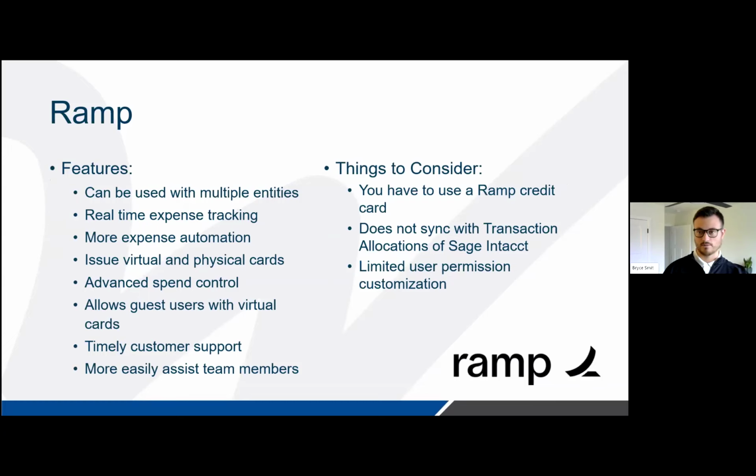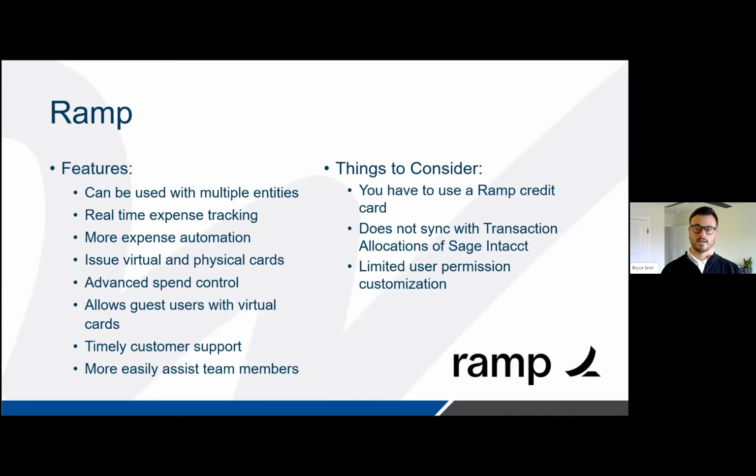Looking at those features that are most notable on Ramp, it can be used with multiple entities out of one system. And it works on AP and credit cards. So that's a plus if you have multiple entities. It offers real-time expense tracking and more expense automation capabilities. So if you have standard expenses from the same vendor, you can set it up where it automatically maps that for you and codes it.